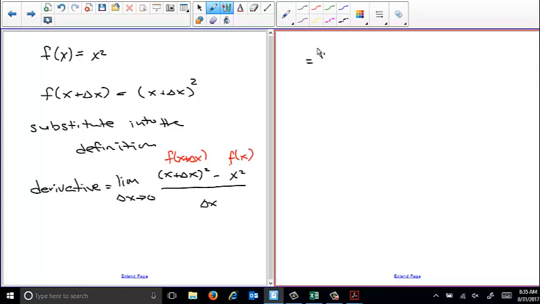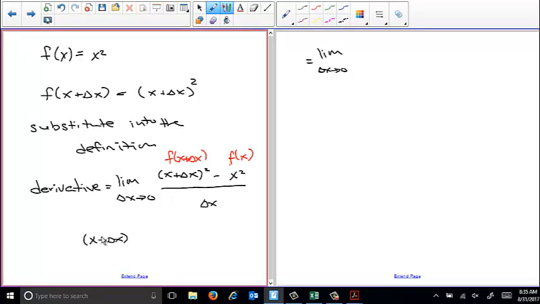So we're going to take the limit as delta x goes to 0 of, so what is x plus delta x squared? We'll do that down here. Use FOIL. So it's the same, x plus delta x squared is x plus delta x times x plus delta x.